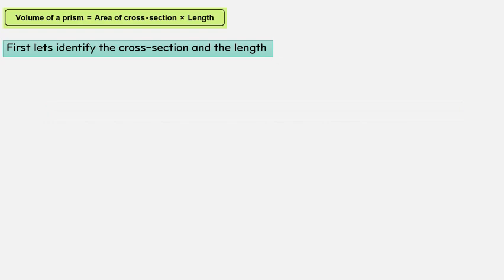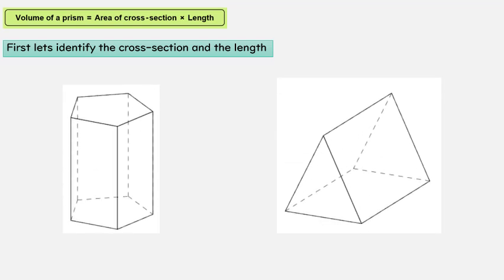So before we start plugging in numbers and finding the volume, we're first going to identify the two separate bits. We need to find the area of the cross-section, and then we've also got to find the length. So let's have a look at these first two shapes here. Where's the area of the cross-section and where's the length?